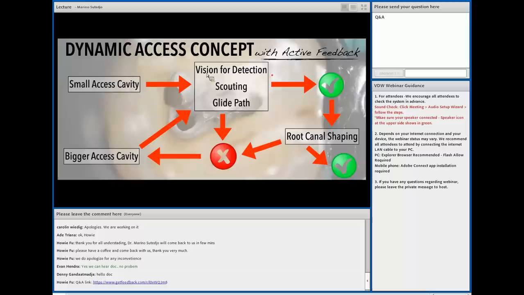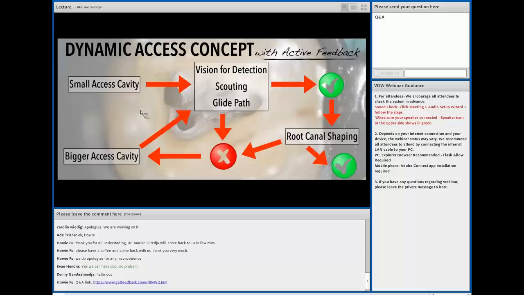But if you do a small access cavity, and you don't have good vision, and you cannot do any scouting or even create a glide path in an easy way, then it means don't continue with this type of access. We need to create a bigger access cavity. So the point is not just to make it small, because the access cavity is the entrance to the next step of our endodontic treatment. If we don't get all the benefits that we need for vision, for scouting, for glide path, for shaping, then I think it is useless to try to maintain a small access cavity.